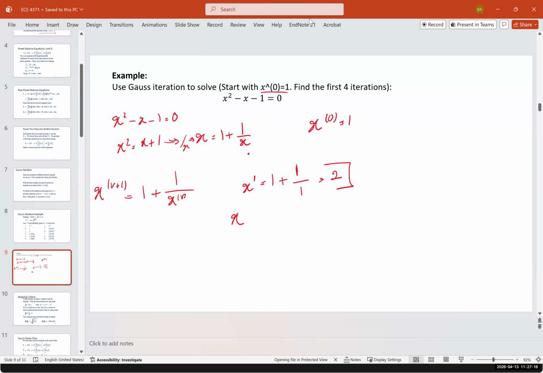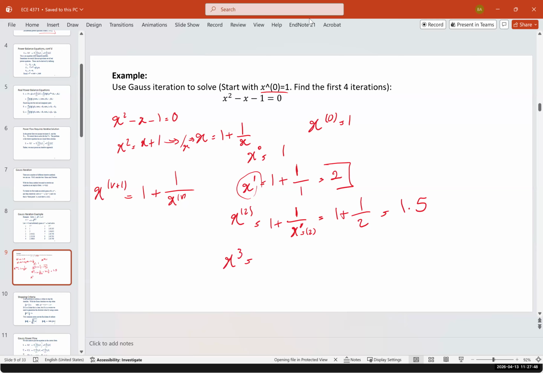Now x of 0 is 1, x1 is 2, x2 would be equal to 1 plus 1 over x1. And what is x1? The first iteration, 2. So it's going to be 1 plus 1 over 2, which gives us 1.5.